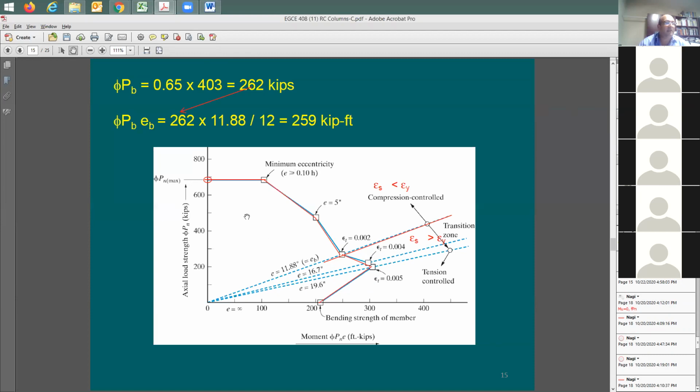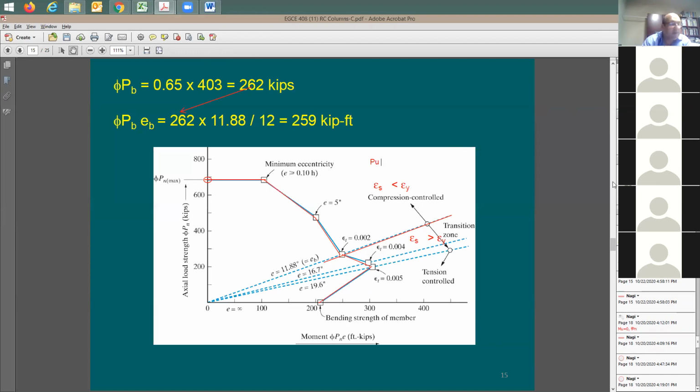If I give you a column like this and ask you a simple question, here is your axial load, P sub U. P sub U equals 600 kips, and now I'd like to hear from you, is this going to be safe or unsafe? Wait, don't rush. And M sub U equals, I'm going to say here, 200 kip-foot. Is this a safe column or unsafe column with this axial load and moment combination? Unsafe.